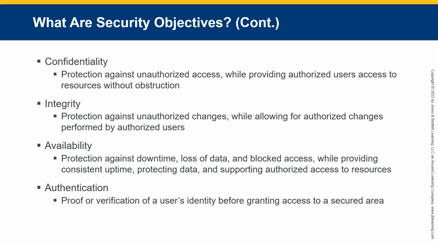Availability is the protection against the loss of data or blocking access to something. You're protecting it. You're making sure it's always available or accessible when needed. So that's pretty much what availability is in a nutshell.